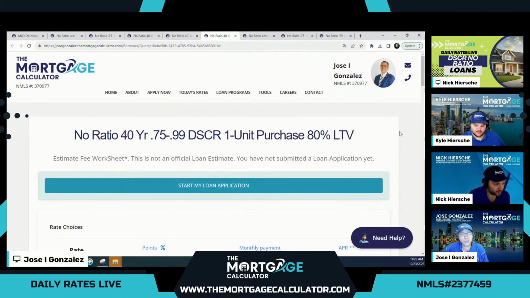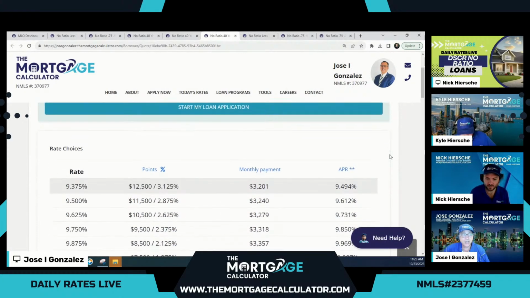So these are similar strategies that we would employ if we were trying to stay above a 1.0 DSCR. Obviously our first option would always be to try to stay above 1.0 DSCR whenever possible. But if we're trying to stay at 0.75 or above, we could always, for example, go to a 40-year amortization, right? That's one of our options here.